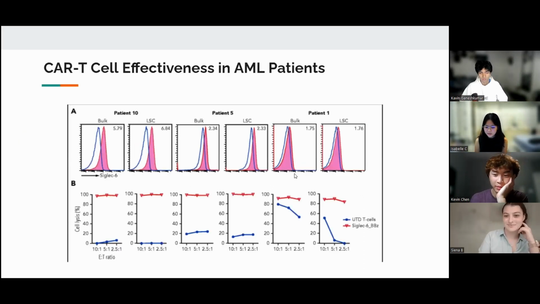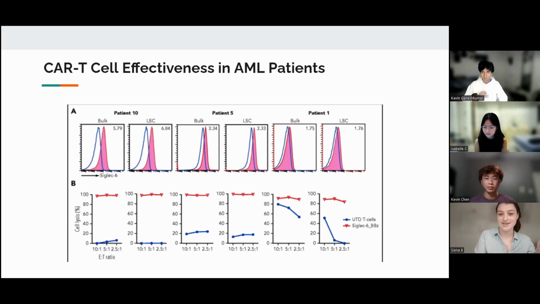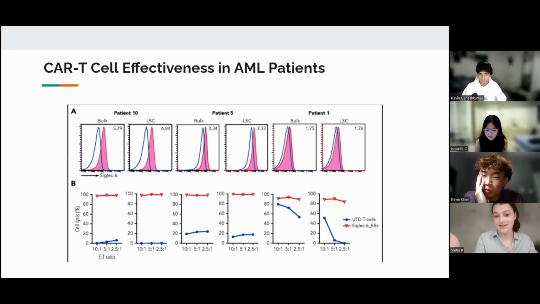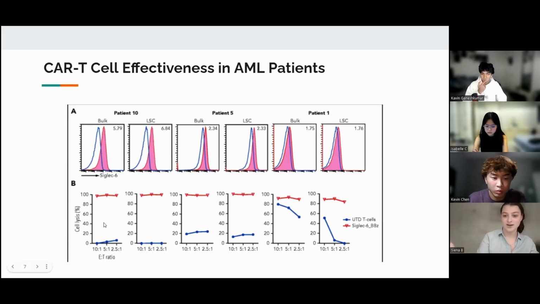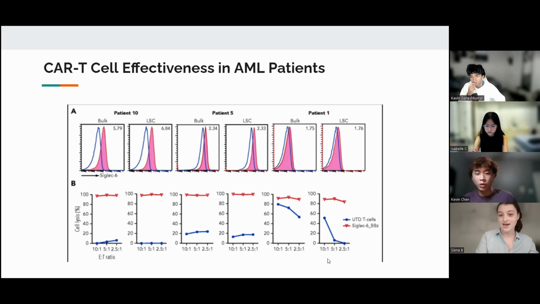Okay, in this slide, it took 3 patients from the study: patient 10, patient 5, patient 1. Patient 10 was the most sick with leukemia, patient 5 was more in the middle, patient 1 was the least sick. And part B shows the contrast between the natural T cells, which is the blue, and the Siglec-6, and how effective the latter was, because you can see in all 3 patients, more so in the more sick ones, that the Siglec-6 had near 100% cell lysis at varying concentrations. So even at a lower concentration of the Siglec-6, it's still effective.